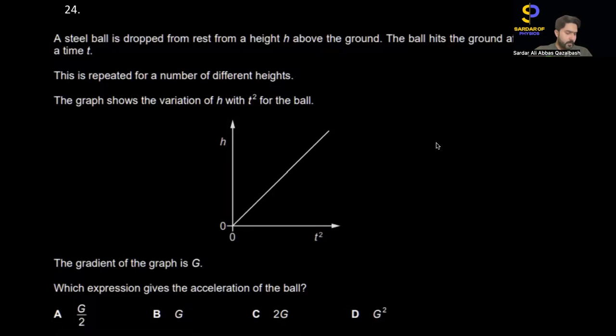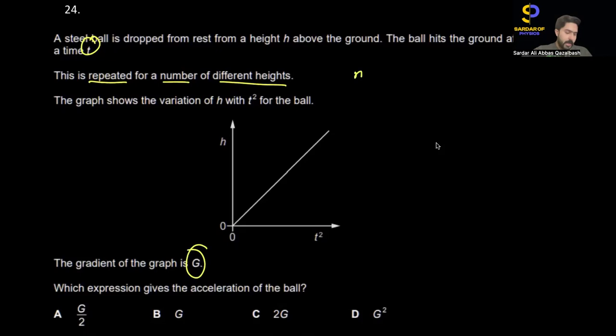A steel ball is dropped from rest from a height h above the ground. The ball hits the ground after time t. This is repeated for a number of different heights. The graph shows the variation of h with t square for the ball. The gradient of the graph is g. Which expression gives the acceleration of the ball? So over here we need to find the acceleration of the ball.